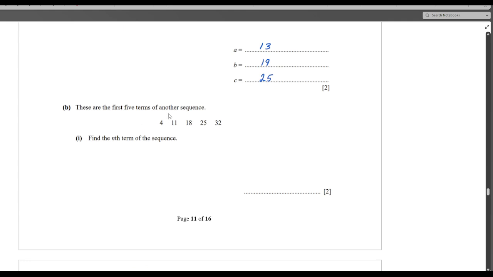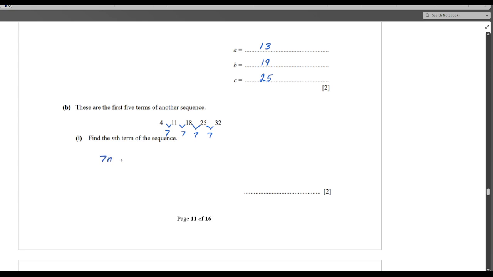These are the first 5 terms of another sequence. Find the nth term of the sequence. Now for the nth term of the sequence, if I see the difference, so 4 plus 7 is 11, 11 plus 7 is 18. So here we are finding the difference. 18 plus 7 is 25, and 25 plus 7 is 32. So my difference is 7.